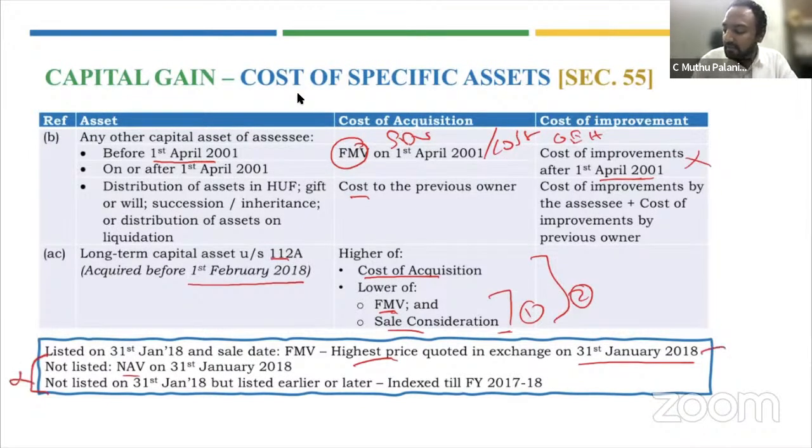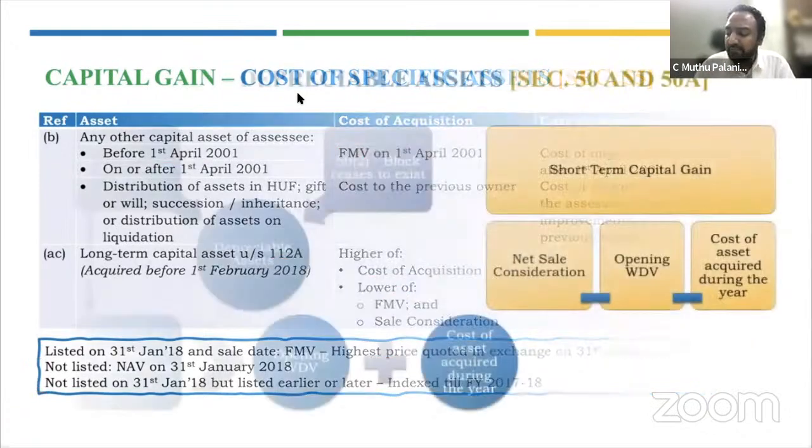What is relevant for exam is this. Whatever is relevant for exam is only this. So anything purchased till 31st January 2018, fair market value on 31st January 2018 will be compared with sale consideration. Whichever is lower will be taken. That will be compared along with cost of acquisition, whichever is higher. So this is how we calculate cost of acquisition for listed equity shares under section 112A.